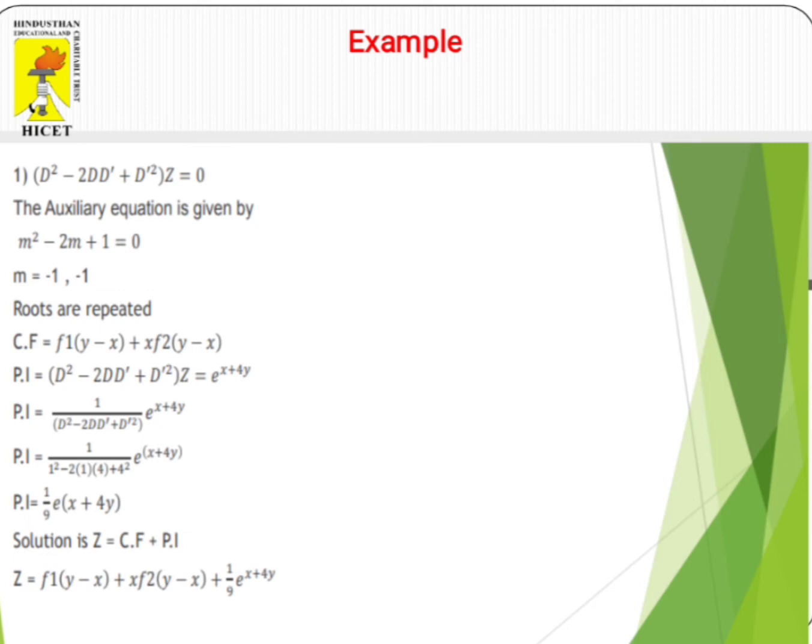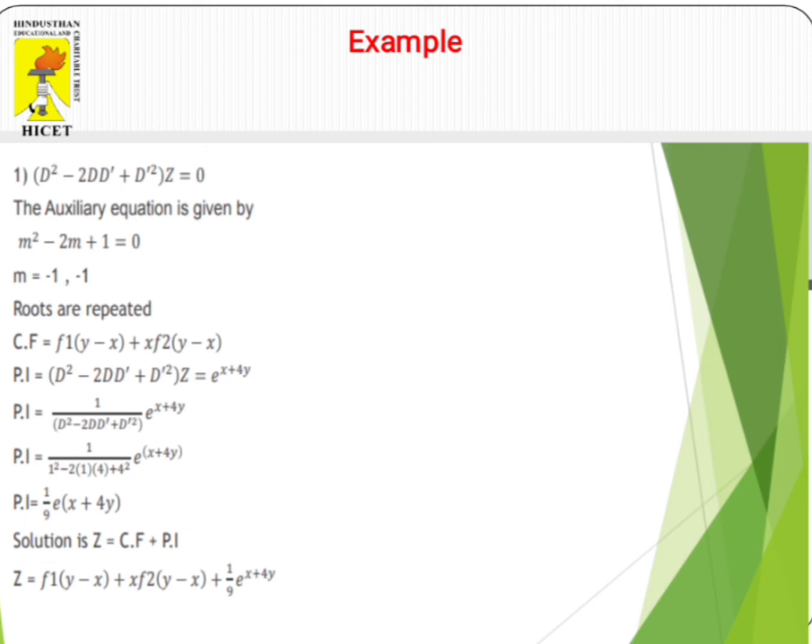In this case, first to find the auxiliary equation, we replace D equal to m and D dash equal to 1. We get the auxiliary equation m square minus 2m plus 1 equal to 0. Solving this equation, we get m equal to minus 1, minus 1. The roots are repeated, so the complementary function can be written as f1 of y minus x plus x into f2 of y minus x.